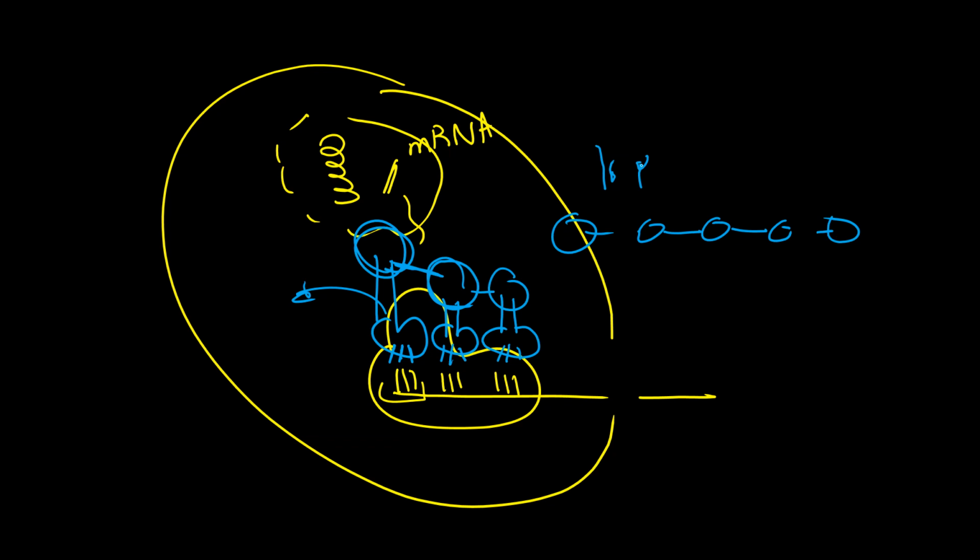I'll make it functional. I'll add a carbohydrate chain. It will be a glycoprotein. I will add a lipid. It will be a glycolipid. Okay. These are the modifications. You need to give examples of modifications.